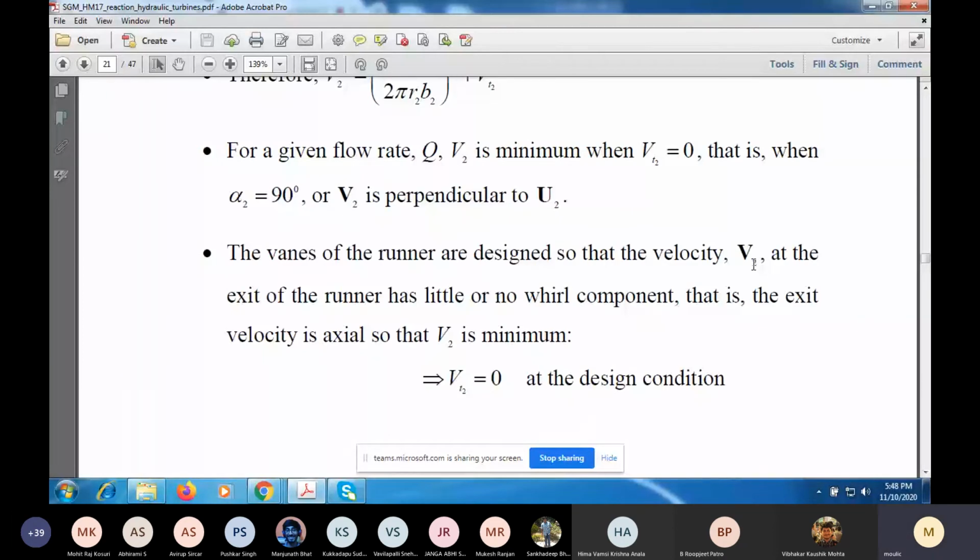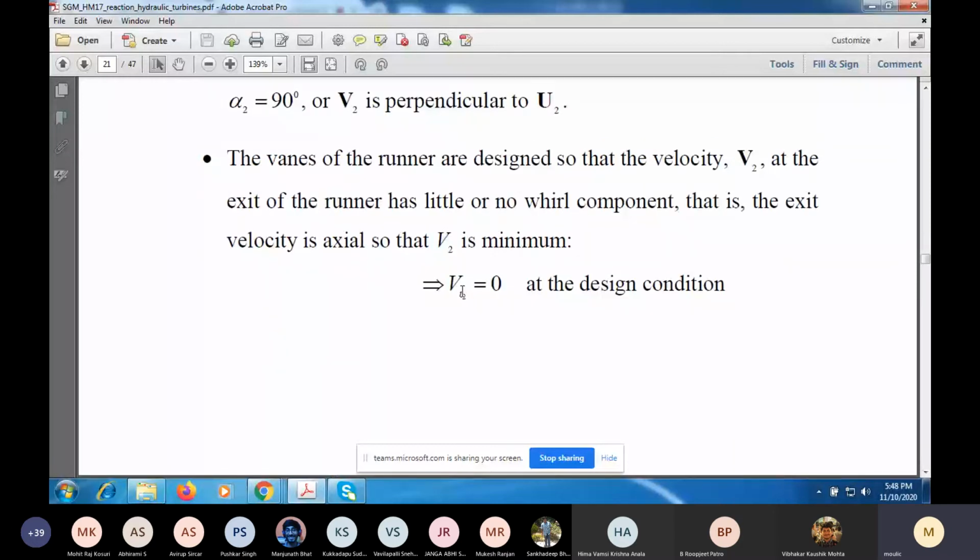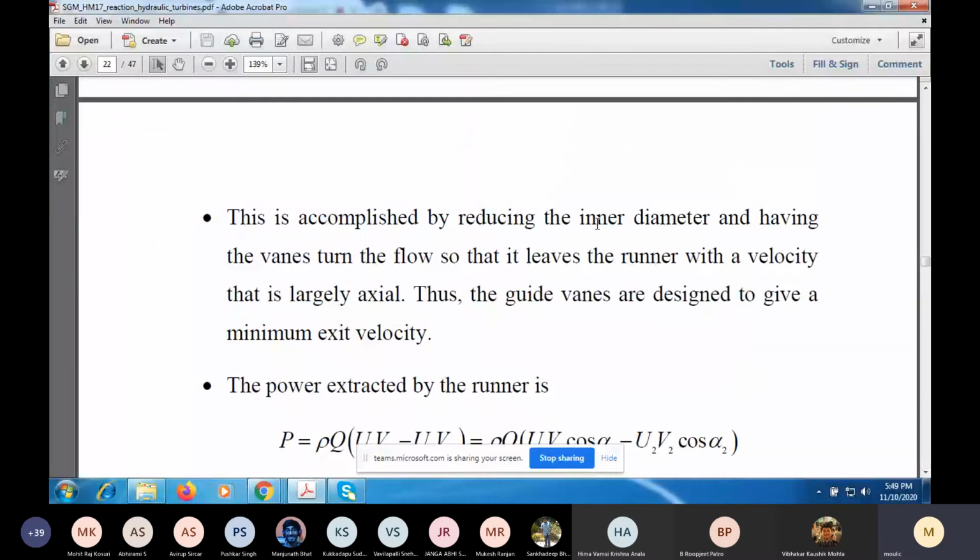So the vanes of the runner are designed for no whirl component or swirl component, so that V2 is minimum. So as a design condition, VT2 must be 0. So this is accomplished by reducing the inner diameter and having the vanes turn the flow so that it leaves the runner with a velocity that is largely axial. So at the exit of the runner, you will have an axial component as well as a VT component, the tangential component. There will be no radial component.